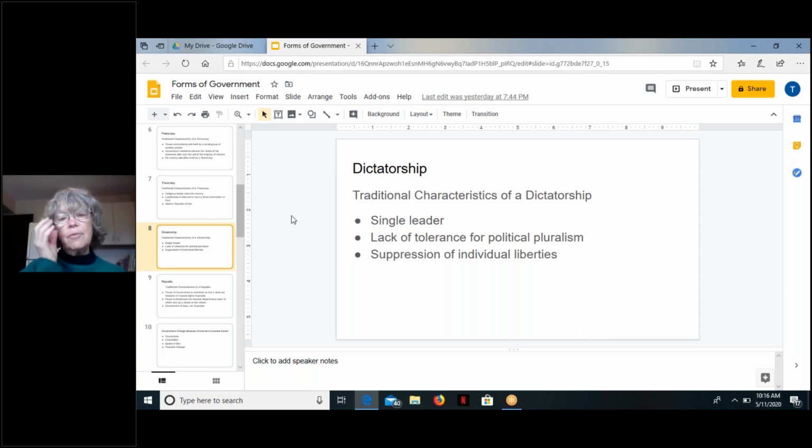Another form of government that we're familiar with throughout time is the dictatorship. The traditional characteristics of a dictatorship are that there is a single leader and a lack of tolerance for any competing political pluralism. There's also a suppression of civil liberty. So going back to that notion of individual rights held by individual people among the governed, that is suppressed with a dictatorship. It is not honored in a dictatorship, a totalitarian form of government.